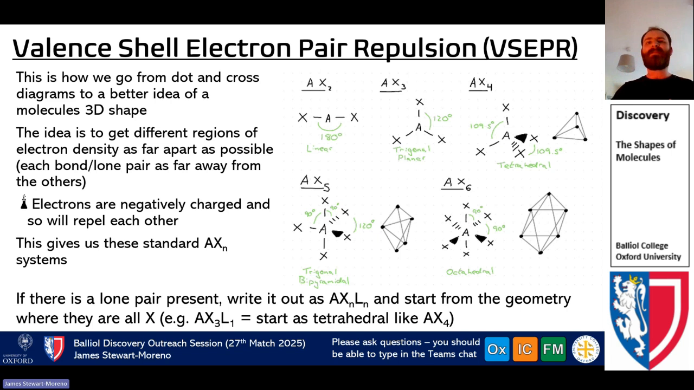There are a couple more systems which would tend to be for more inorganic compounds, those being the AX5 and the AX6 systems. Once you get to this sort of degree, you're dealing with things that will not only have a plane in them, but also axial positions, as we refer to it.